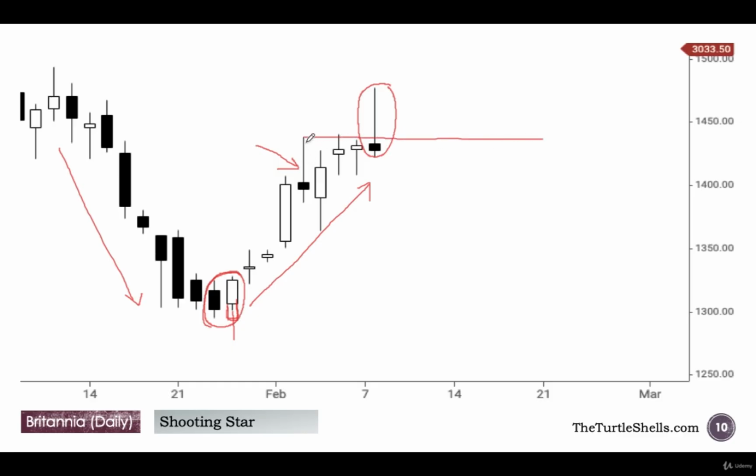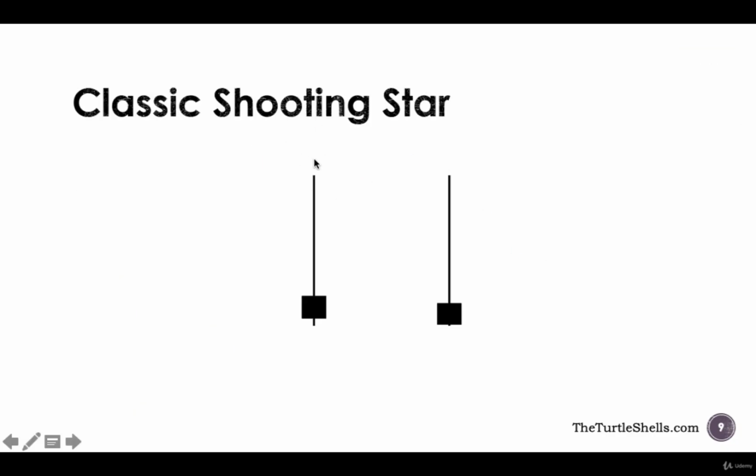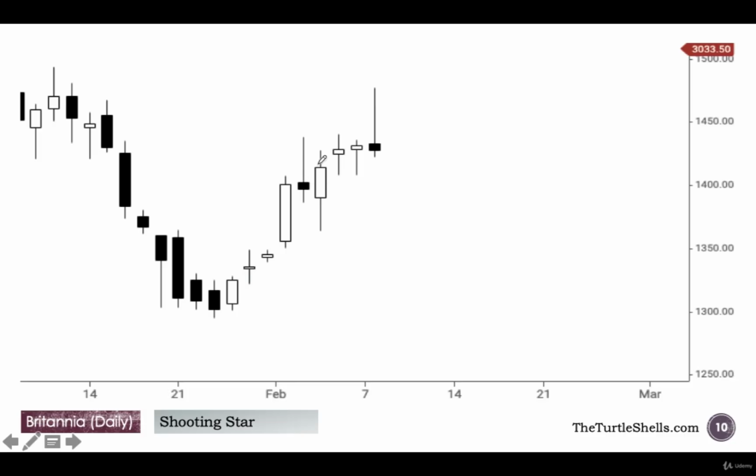For example, none of these four candles has been able to close above this resistance line. So even though we are not calling it a shooting star, it is acting as a shooting star, because the other candles have failed to break the resistance created by that candle.